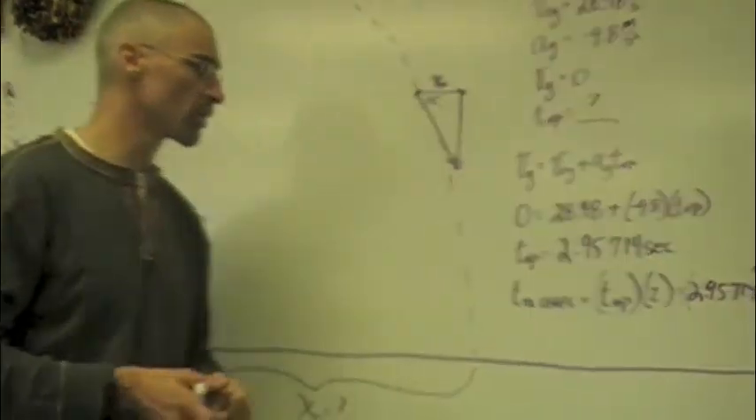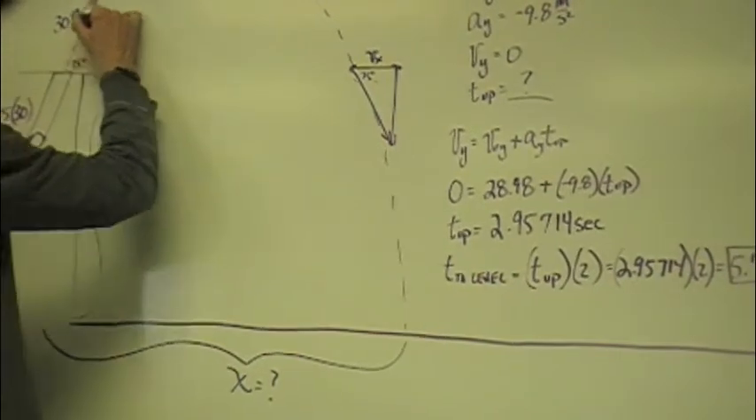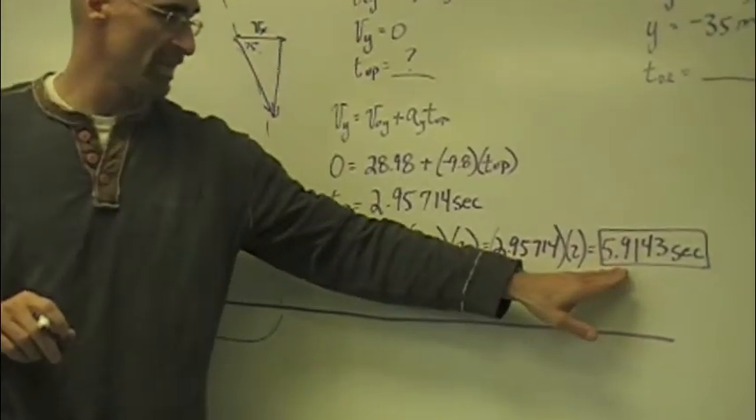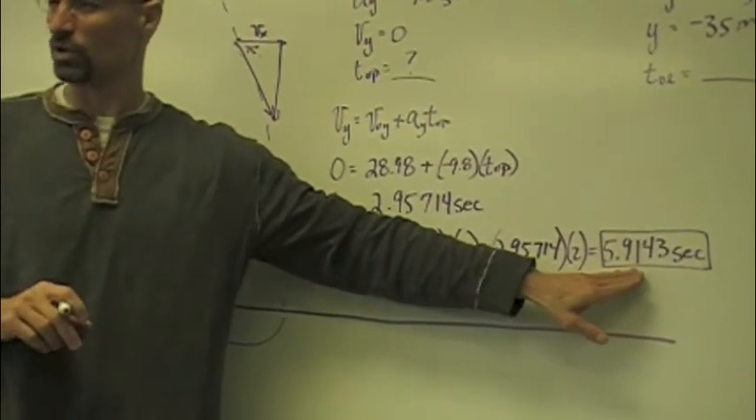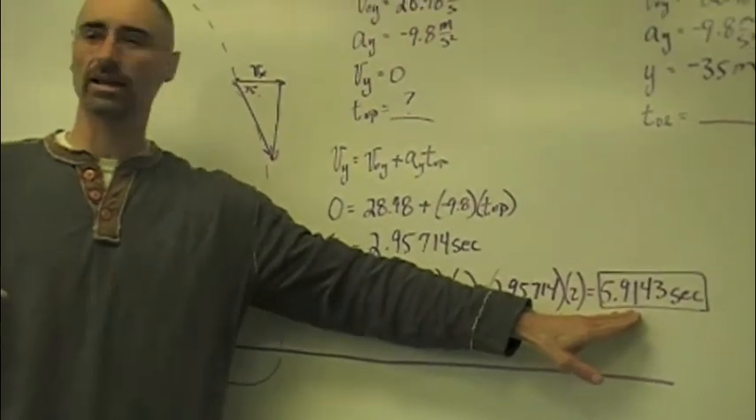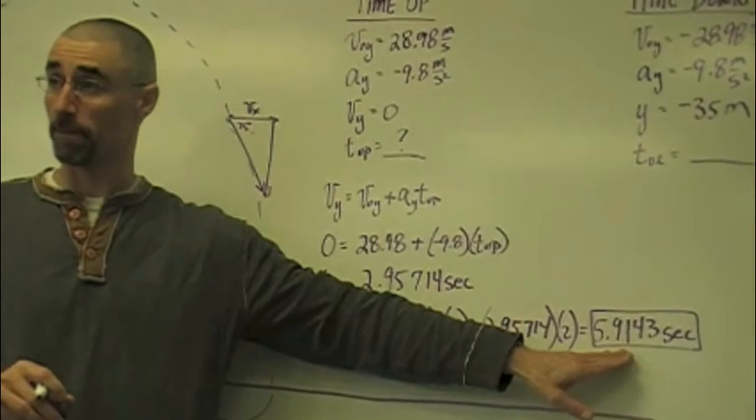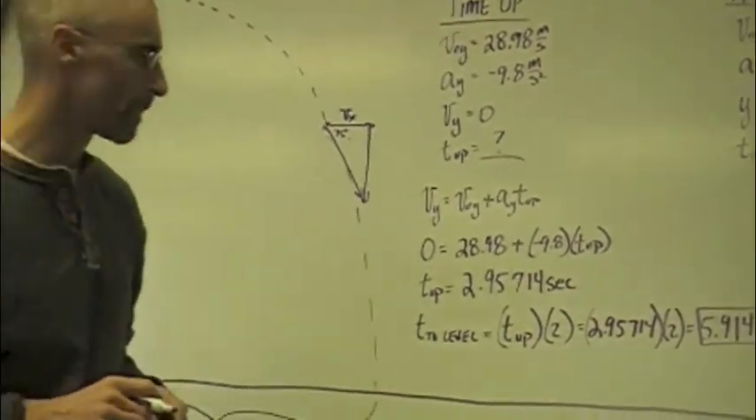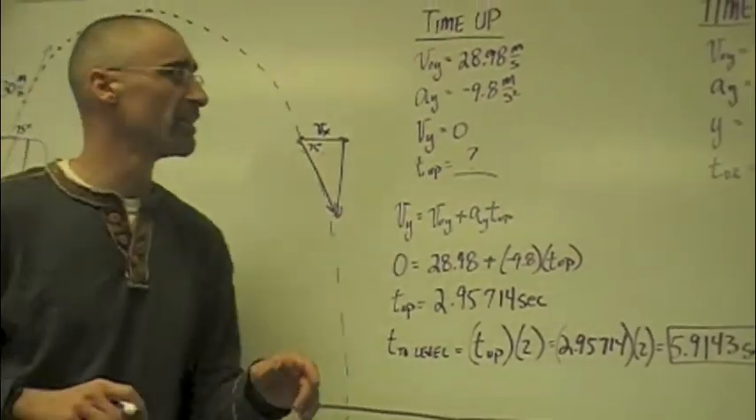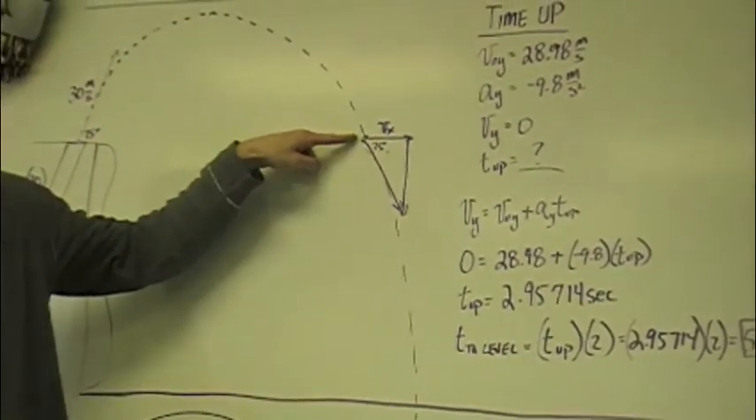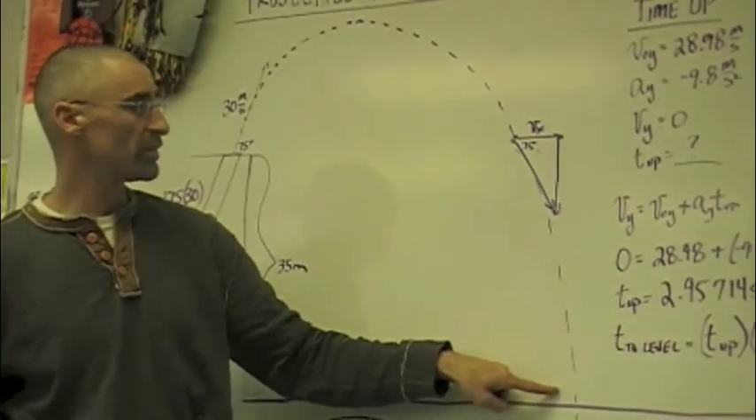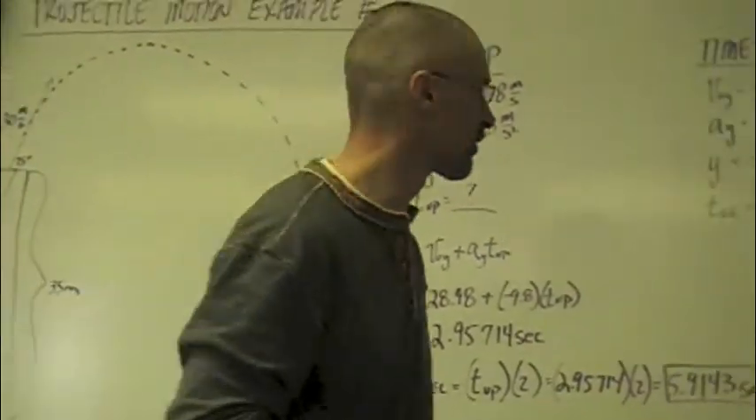And so the total time to go from here to here is 5.9143 seconds, which, guys, legitimately is exactly like the problem we did yesterday, right? Okay? Now, if we then move and try to find the time from here down to here, we're going to use these variables. So let's come over here.